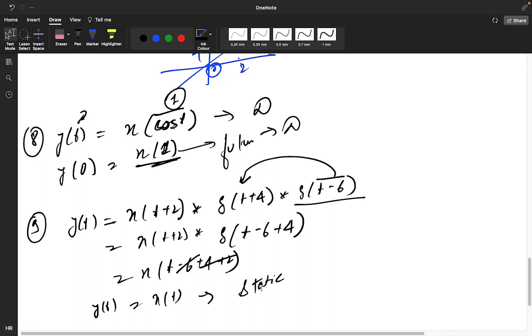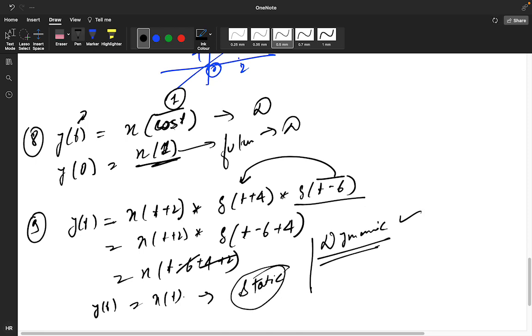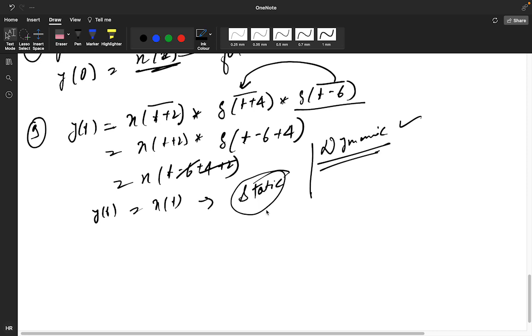But here it seems to be static, but in the GATE exam the answer was dynamic. Here it seems like y of t is equal to x of t, but the answer was dynamic. Why so? We have to look at the previous part only. So write one conclusion from here. Everyone gets confused in this, so you have to remember this conclusion.